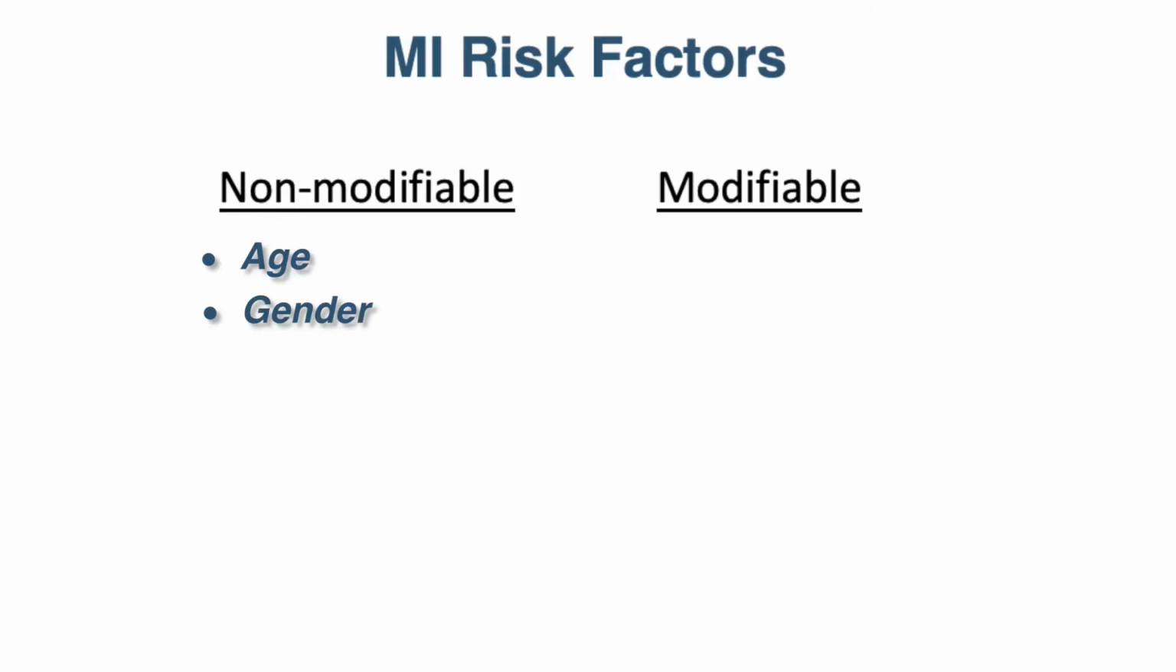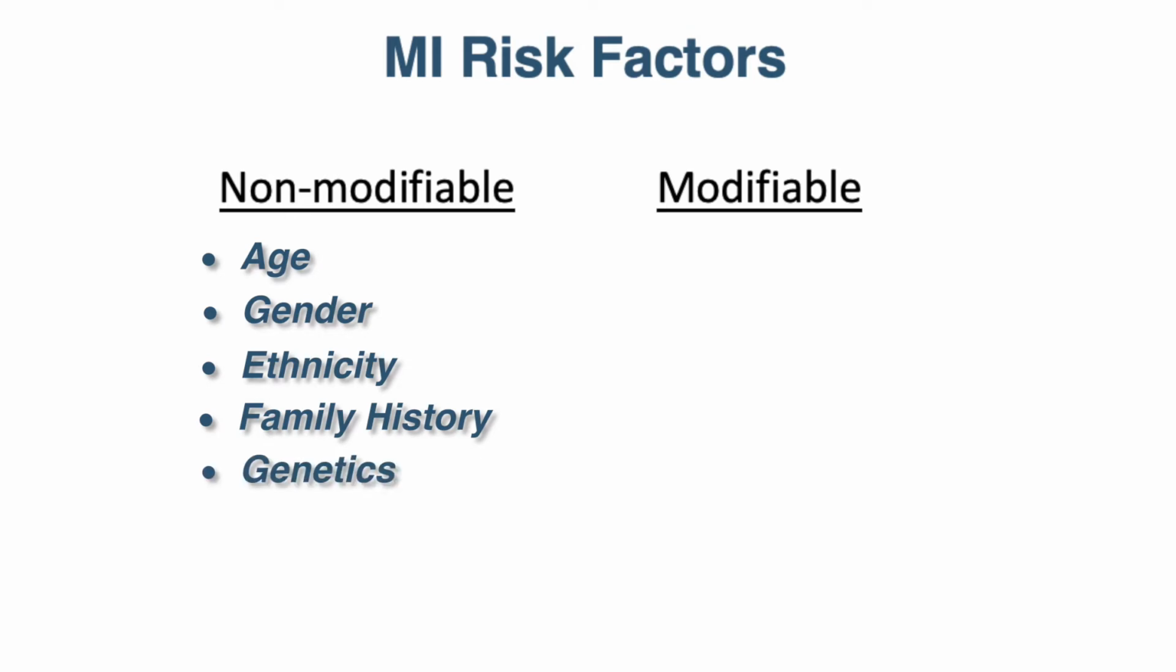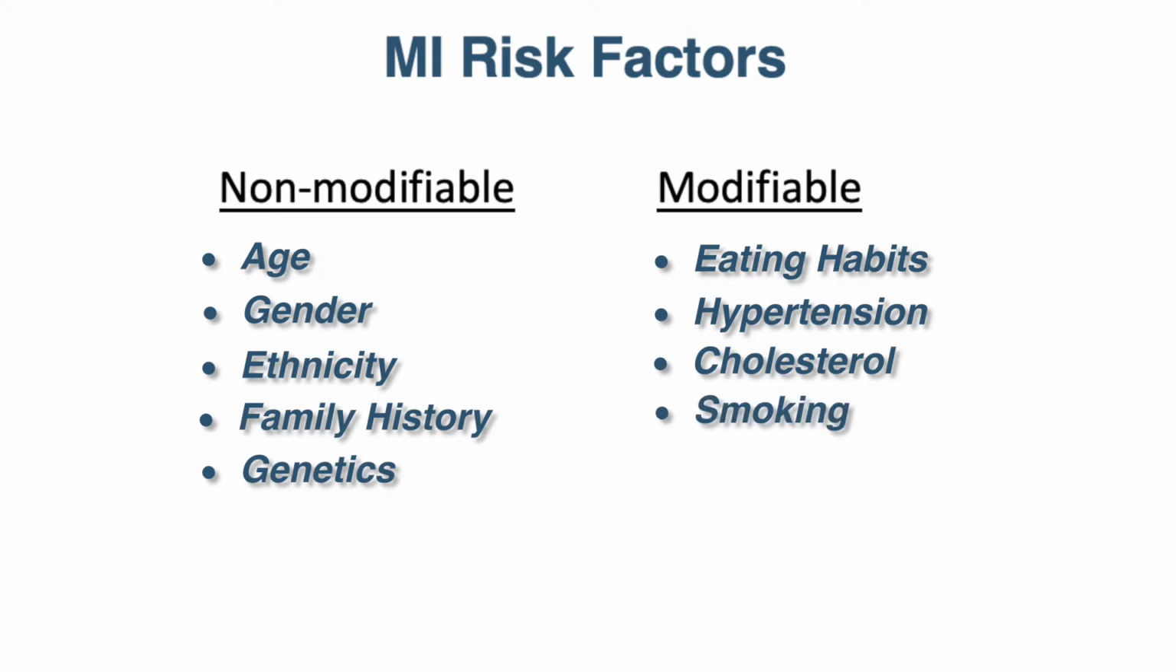Other risk factors are going to be grouped by non-modifiable and modifiable risk factors. Now, the non-modifiable risk factors, fortunately, we can't control them. Age, right? We can never be 21 forever, right? Gender, ethnicity, family history, and also genetic inheritance. Modifiable ones we do have control over are eating habits, hypertension, cholesterol levels, smoking, being inactive, or obesity. Those are all things that we actually can control.